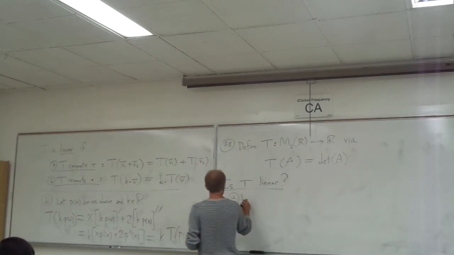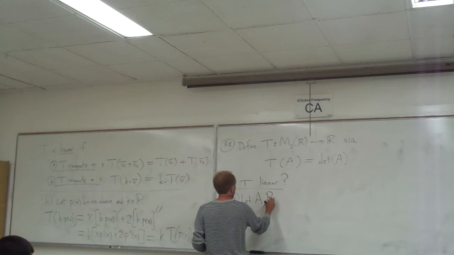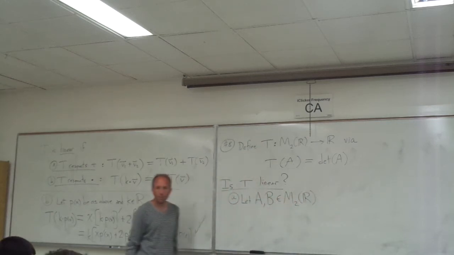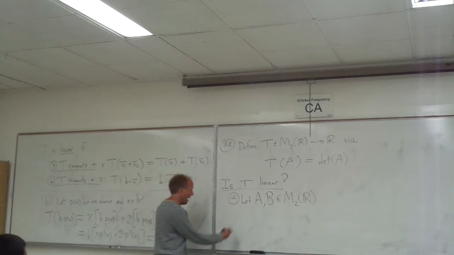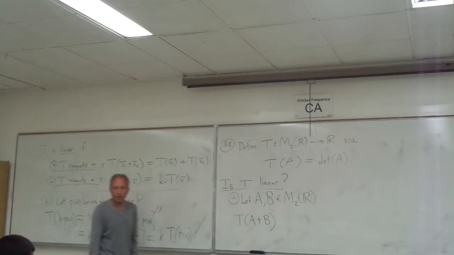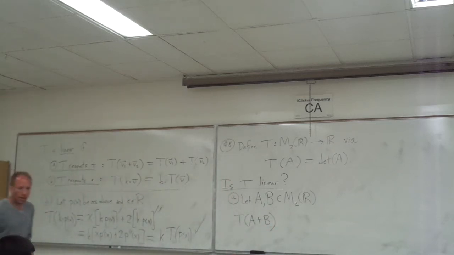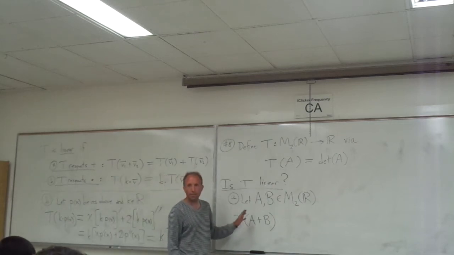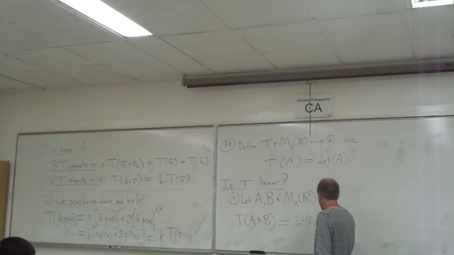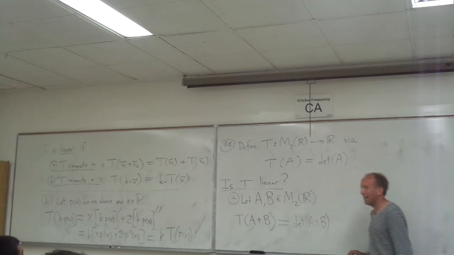So for example, let's just start trying part A. Let's let capital A and capital B be elements of M2 of R. Now if I do T of A plus B, right? The question is, is that the same as T of A plus T of B? So let's see, if I use the formula here, it's just the determinant of A plus B, right? Can I do anything with that?